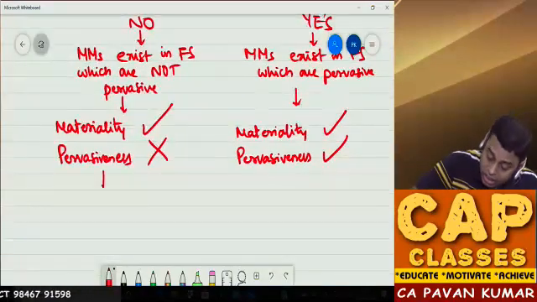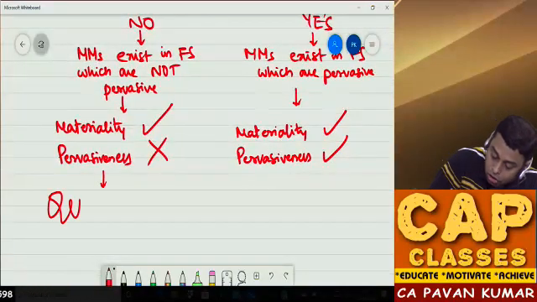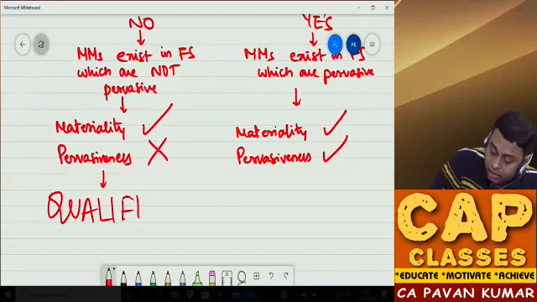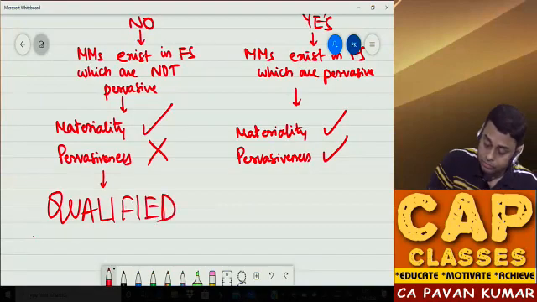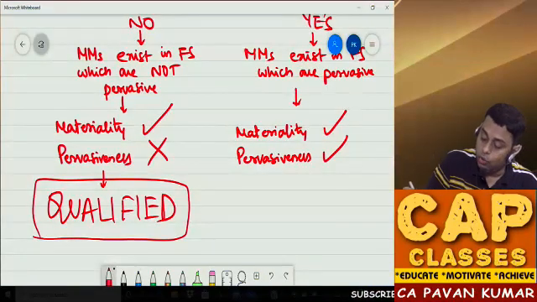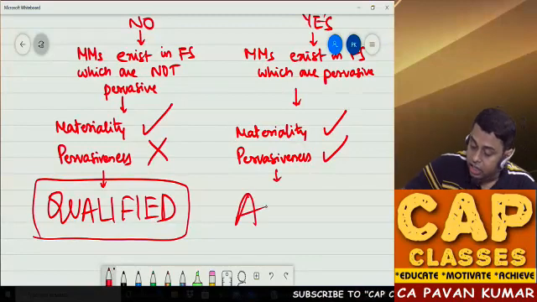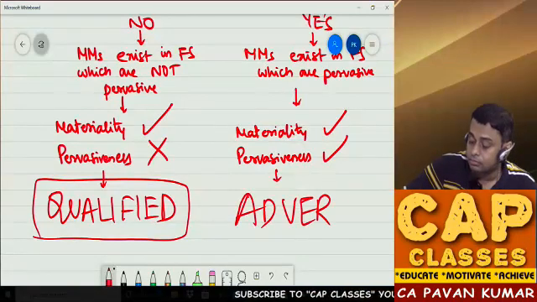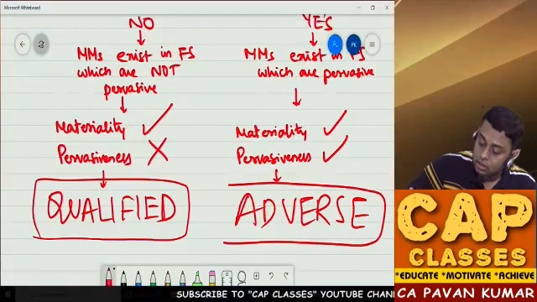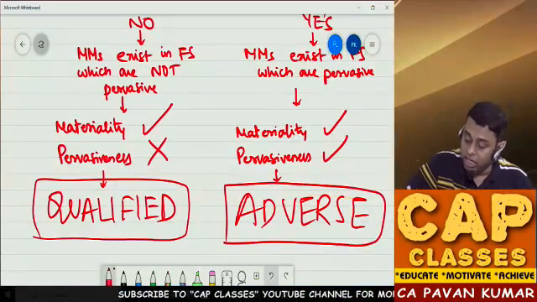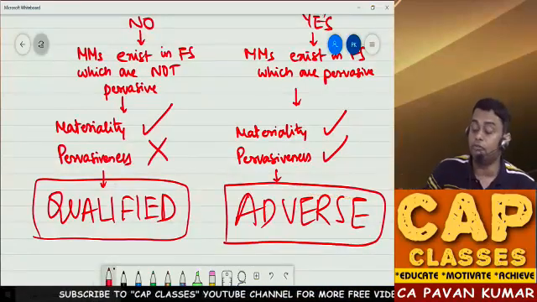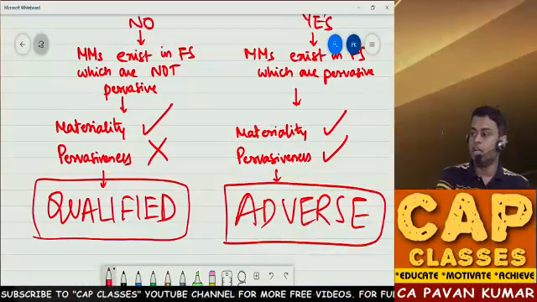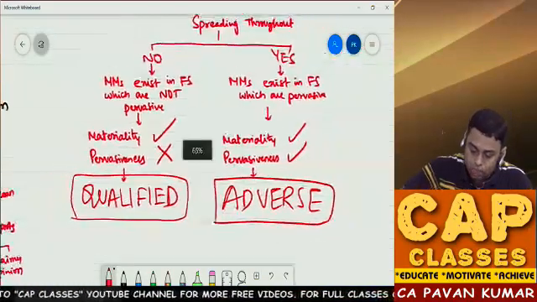Okay, in this situation, auditor gives qualified opinion. In this situation, auditor gives adverse opinion. Now we need to understand what is pervasiveness. Okay, you understand the whole story.